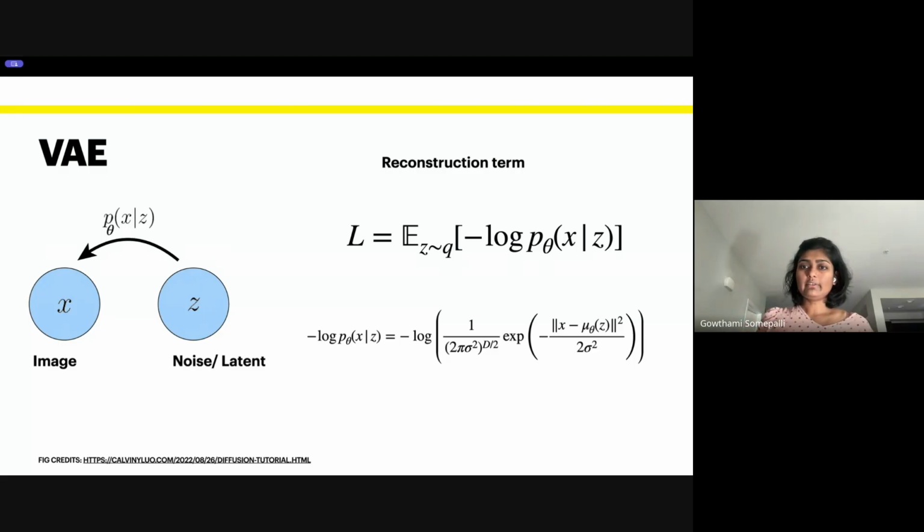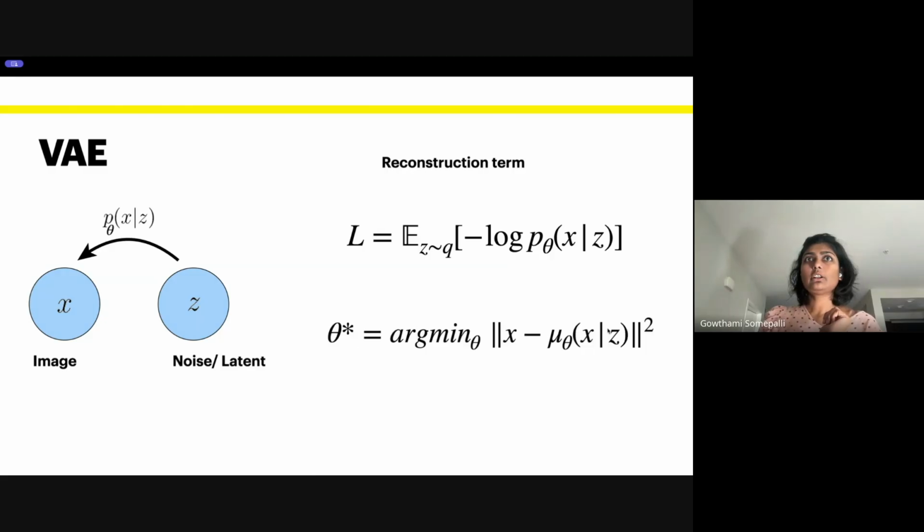optimization, what we typically do is try to drop all the terms which are constant and not pay attention to them. So the only thing that is not constant in this whole equation is this term, the L2 distance between x and mu theta of z.